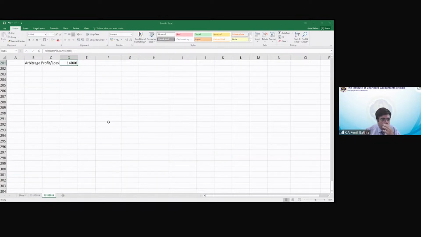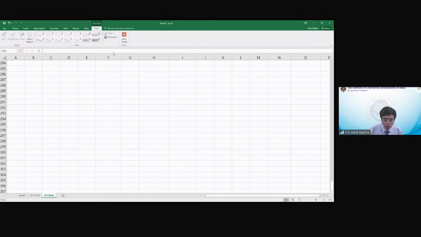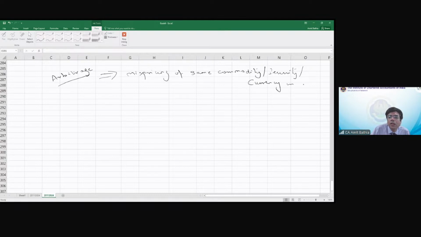Now, say for example, let me take this example. What is the meaning of arbitrage first of all? Arbitrage can exist only if there is mispricing of the same commodity, security, or currency in two different markets, basically. Am I right?